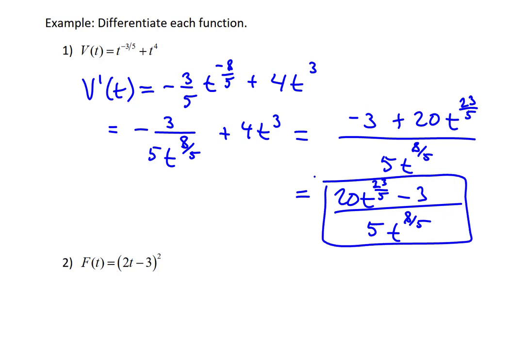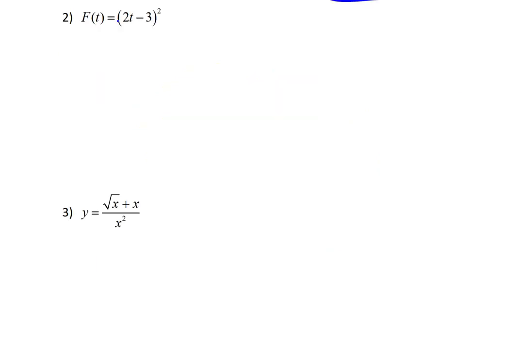And so we would say that's v prime of t. Let's try a second example. This time our function is f of t equals, and then in parentheses we have 2t minus 3, and then on the outside of those parentheses it's being squared.